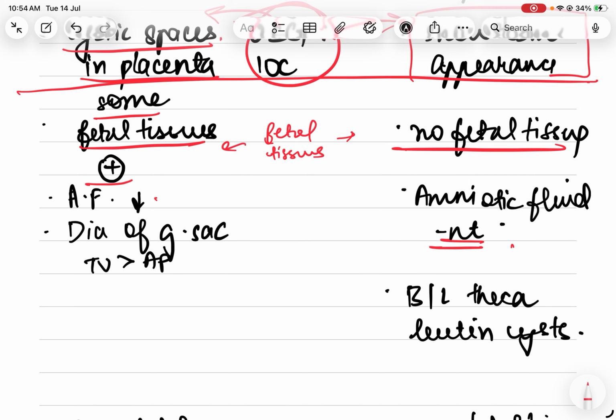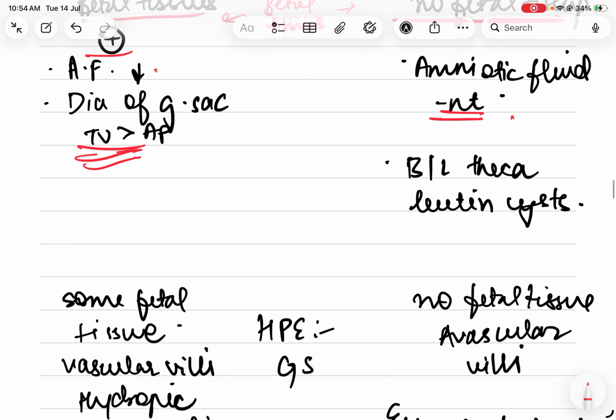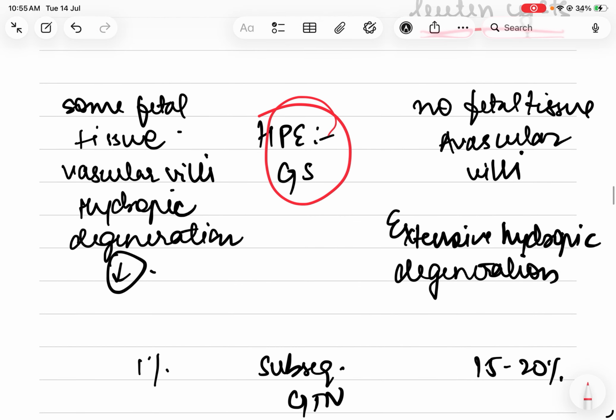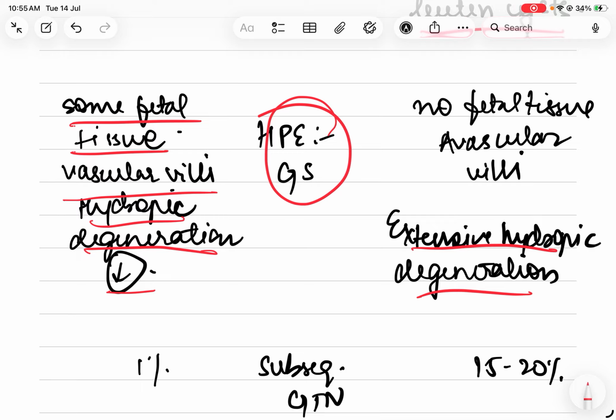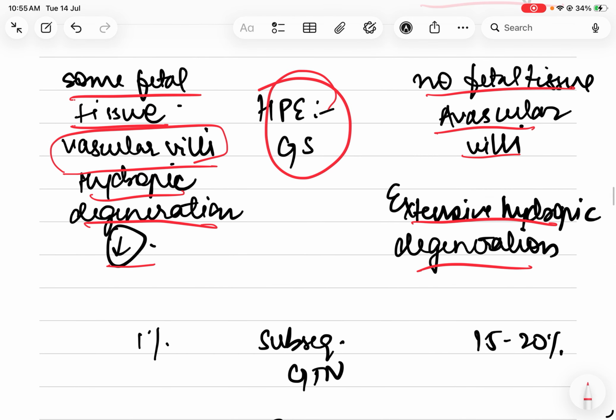Okay. Now the transverse diameter is more than the AP diameter in the case of the gestational sac, and bilateral theca lutein cysts are present. On histopathology, there is some fetal tissue like vascular villi, and hydropic degeneration is decreased. Extensive hydropic degeneration will be seen in complete mole. There is no fetal tissue and there are avascular villi. There were vascular villi here and avascular villi here.